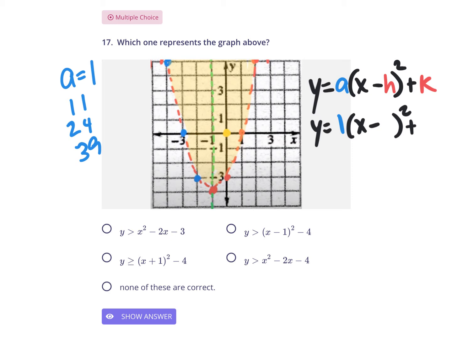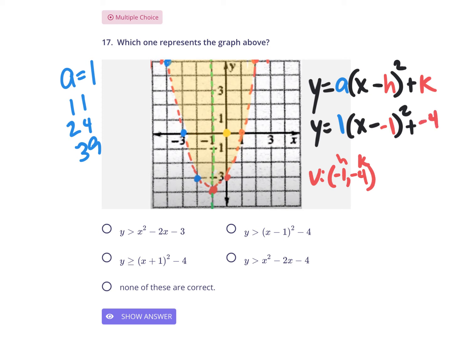What is the hk value? Well, the hk value is pretty easy. It's just the vertex. -1 on the x, -4 on the y. So the hk, or actually let me write this out. The vertex is -1, -4. So your h is truly -1. So you put in a -1, exactly the way it is. And the k is -4.